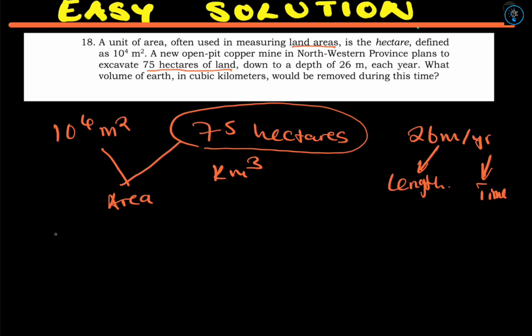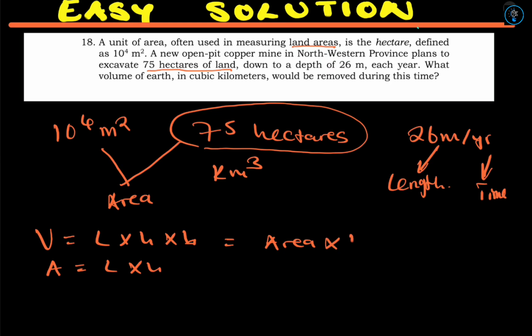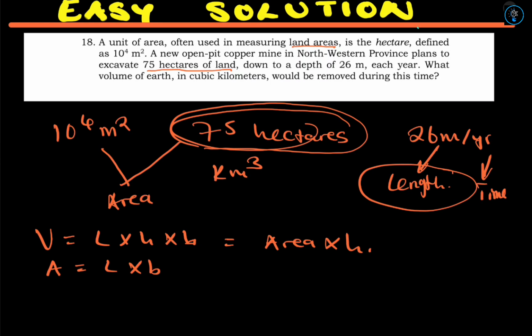Okay, now here's the relationship between area and volume. We know that volume is equal to L times H times B. Well, area can be calculated as L times H, which means volume can be equal to area times B. Or we can say B there so that we get the H there as our depth. Okay, so are we given the area? We're given the area as this one. Are we given the depth? We're given the depth of that amount. Then we're interested in finding the volume. So we don't need time. Time won't be needed. Okay, let's do it.